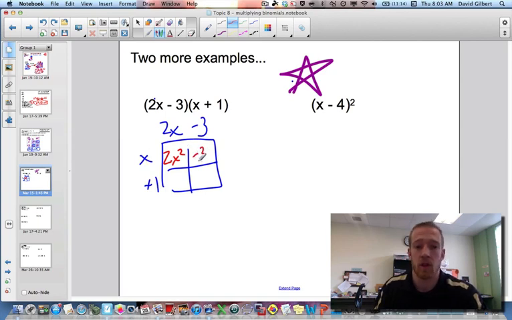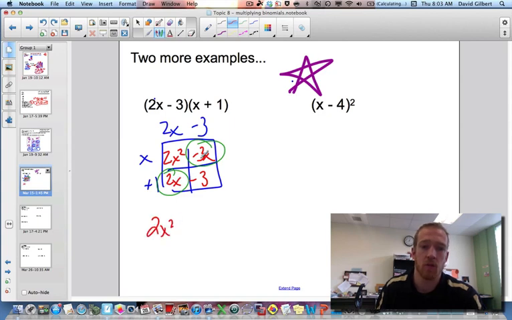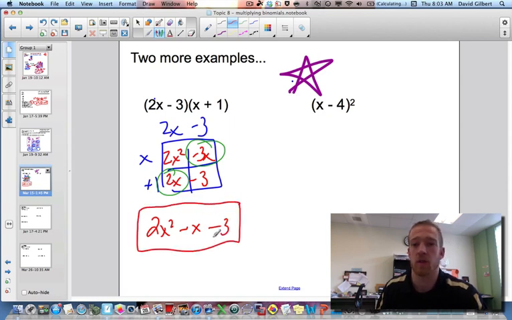X times negative 3 is a negative 3x. 2x plus 1. Whenever I tell you what common mistakes are, make sure you're very cognizant to remember that. I would maybe even write that on the side over here, because I've seen lots of students do this. If I'm warning you about a mistake, make sure you don't make those same silly mistakes. Our like terms are this and this. So that gives us 2x squared plus 2x minus 3x results in a minus x, and then minus 3. Simplified as much as possible. There's no more like terms to combine.